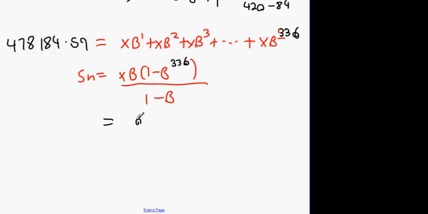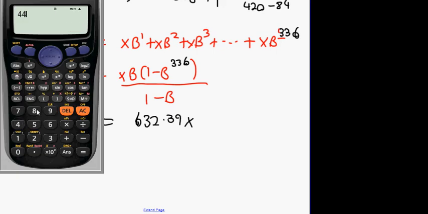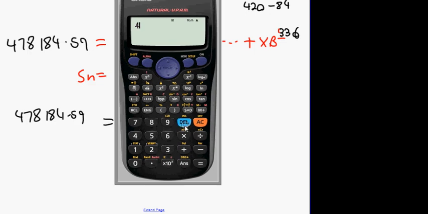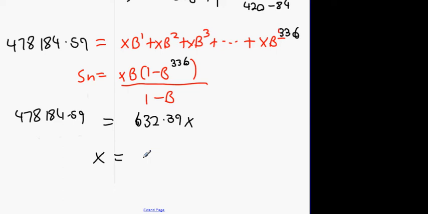632.39. X will equal this amount here, 478,184.59. We're going to divide that number by our answer, and we're going to find out that x equals 756.15.